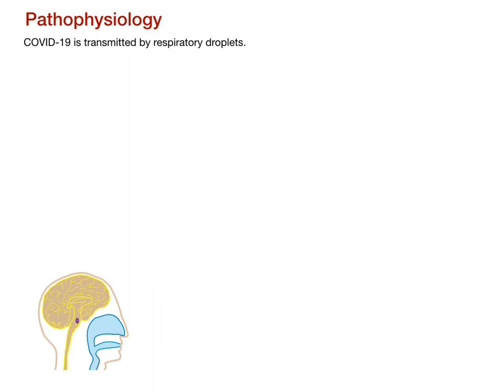So COVID-19 is transmitted by respiratory droplets, and these droplets are usually emitted from an infected person by coughing or sneezing. And so when those droplets are breathed into someone, they tend to hang out and get caught by the mucous membranes in the nose, mouth, or more commonly in the back of the throat. And those are the first sets of tissue that get infected by COVID-19.